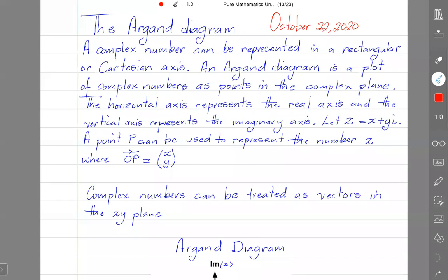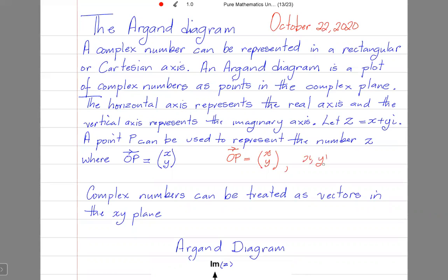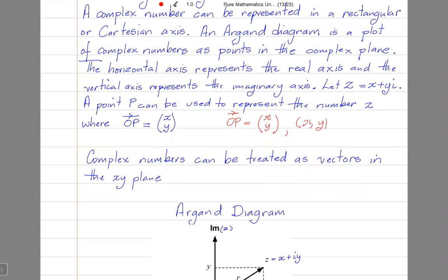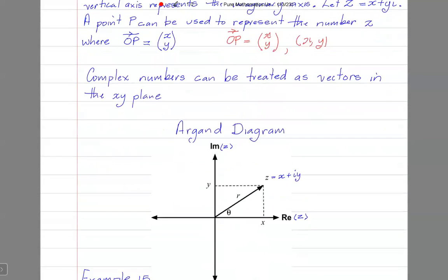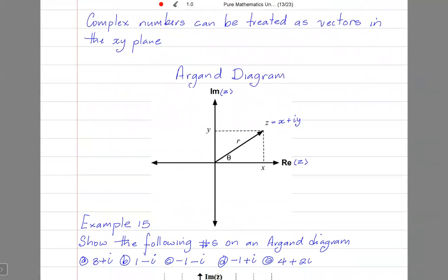So the vector OP is the column vector (x, y), and this is the position vector of the point (x, y). All right, so don't worry about that. When I get moved down, you'll see it. So in a sense, this is an example of an Argand diagram.